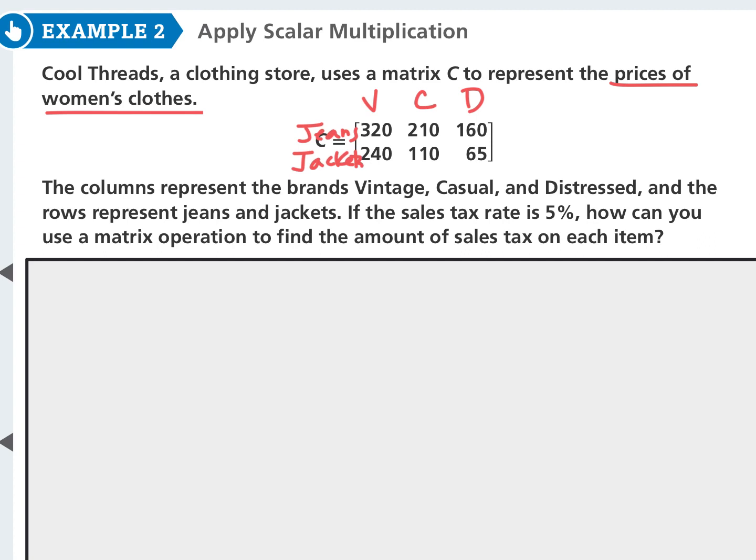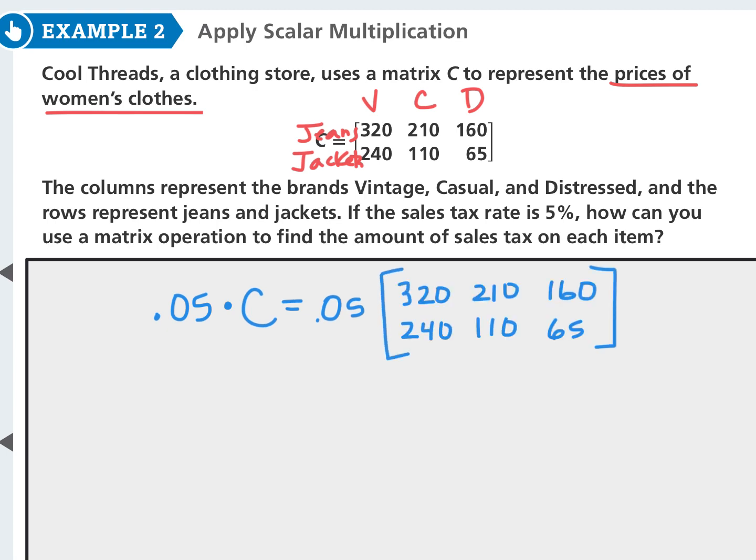It says if the sales tax rate is 5%, how can we use matrix operations to find the amount of sales tax on each item? So what we can do is represent this as 5%, which is 0.05, times our matrix C, and then we can write the matrix itself. And this operation is performed honestly kind of like how you would expect. It's almost like distribution. This scalar value is going to multiply by every single entry of the matrix itself. So I'm going to pause the video and show what that result would give.